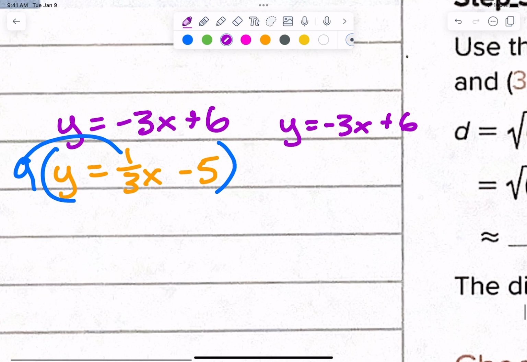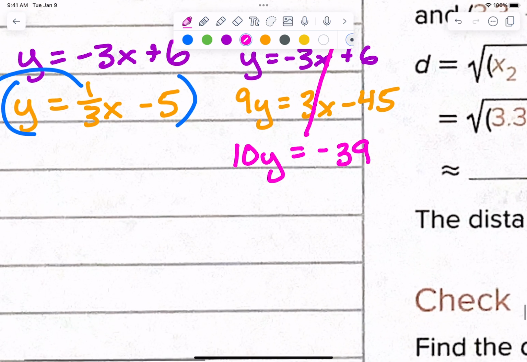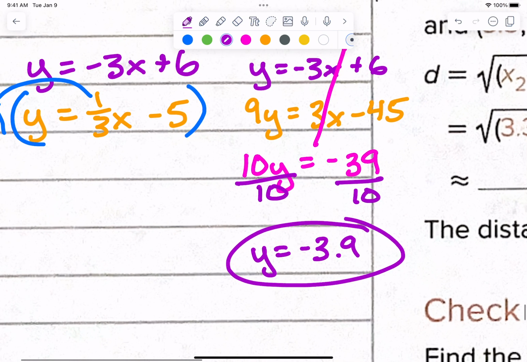And the bottom one is going to become 9y equals 3x minus 45. Do you see that? That's kind of gross. The x's cancel. All right, how many y's do you have? 10y equals +6 and -45, which is -39. Okay, let's divide by 10. Do you know what -39 divided by 10 is? Other than an ugly number with a decimal? Yes, you do. -3.9. That's what he is. That wasn't too bad.